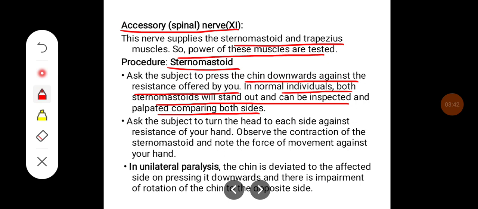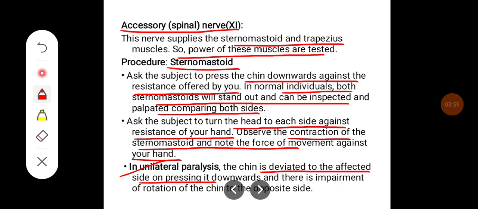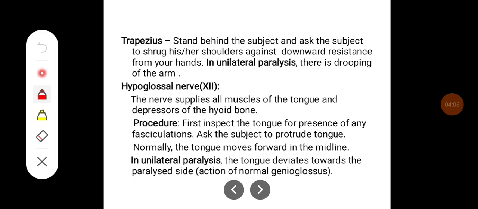Then ask the subject to turn the head to each side against the resistance of your hand. Observe the contraction of the sternocleidomastoid and note the force of movement against your hand. In unilateral paralysis, the chin is deviated to the affected side on pressing it downwards, and there is an impairment of rotation of the chin to the opposite side. For the trapezius, stand behind the subject and ask the subject to shrug his shoulders against downward resistance from your hand. In unilateral paralysis, there is a drooping of the shoulder.